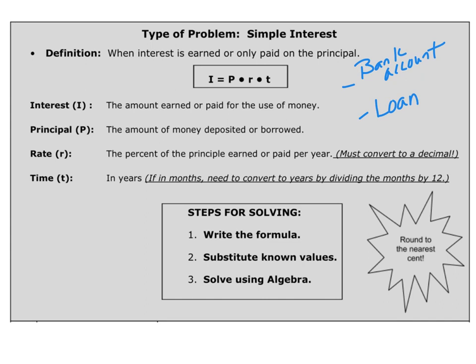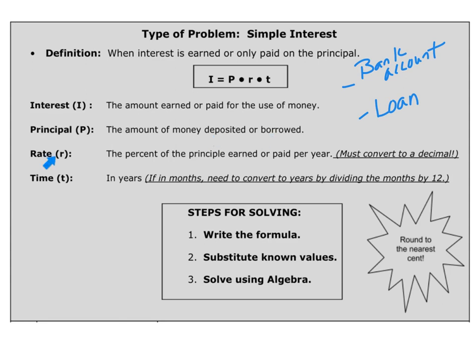So there is an equation or a formula to calculate simple interest, and it is I is equal to P times R times T. And notice there are 4 different variables here. Each of those variables has a certain role within the equation, and we're going to go over each of those now. I stands for interest. That's the amount of money that is either paid or earned for using the money. P stands for principal. That's the amount of money that's either deposited or borrowed.